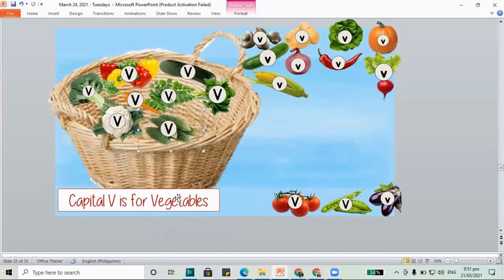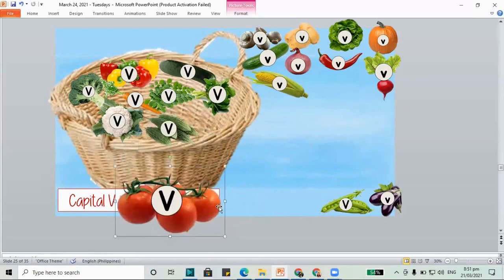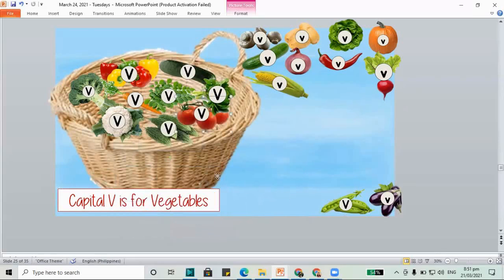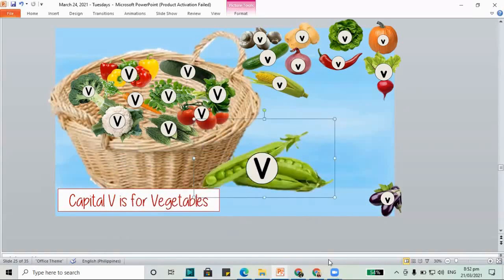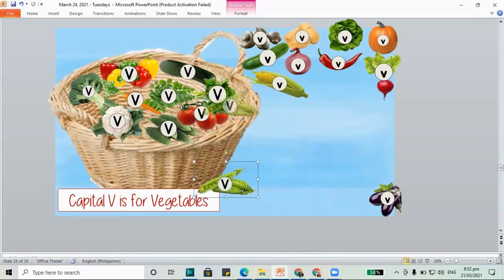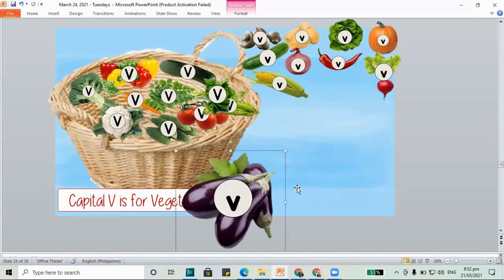And how about the tomatoes? Does it have capital V? Yes, this one shows capital V on it. How about the snow peas? Does it have capital V? Yes, let's put it in the basket. And the eggplant, this one, does it have capital V? No, it has lowercase v.